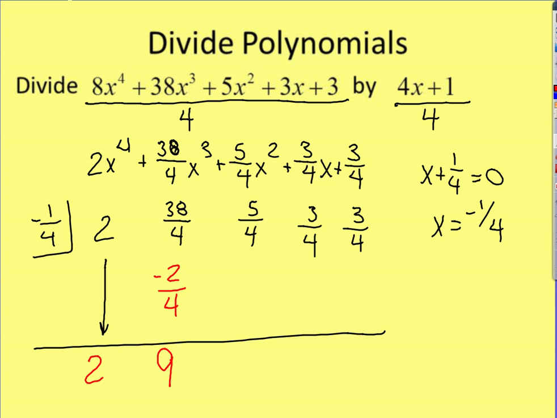If we multiply now, we have 9 times negative 1/4. That's going to give us a negative 9/4. 5/4 minus 9/4 will give us a negative 4/4, which if we reduce that will give us negative 1.